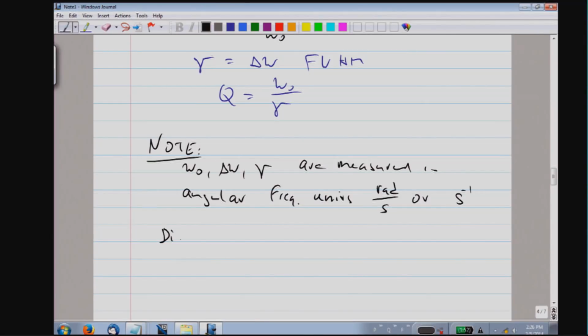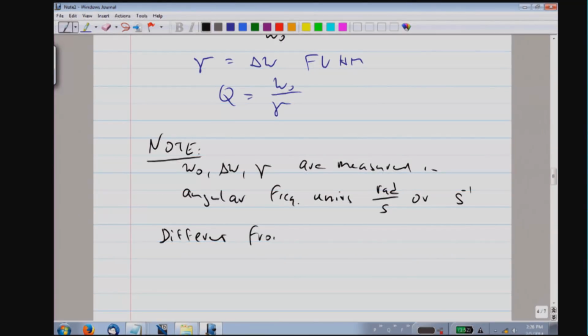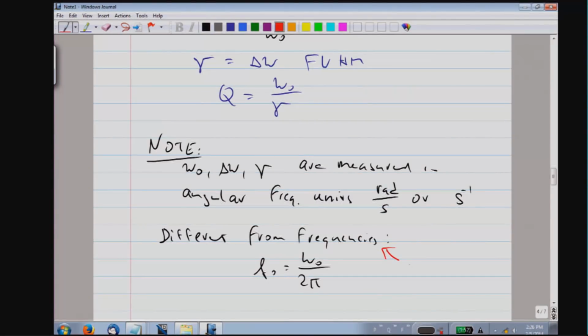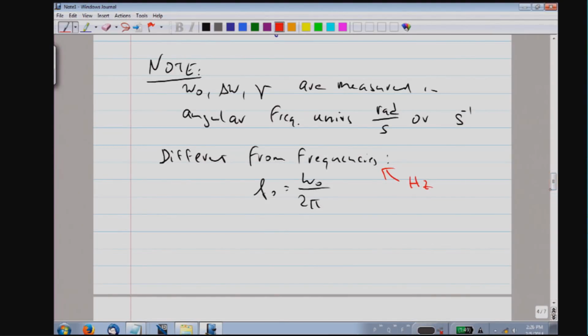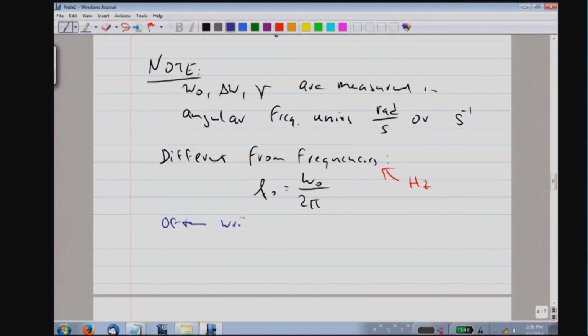So this is the measurement of angular frequencies, and this is different from the unit of frequencies. When we have a frequency, which is an angular frequency divided by 2 pi, frequencies are usually measured in hertz. The problem is that a hertz is always also 1 over a second, and this is where the confusion comes. So let me just point out how you can avoid the confusion.